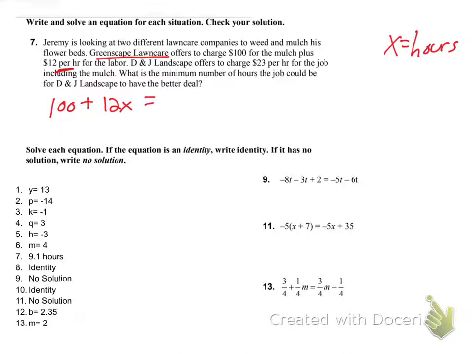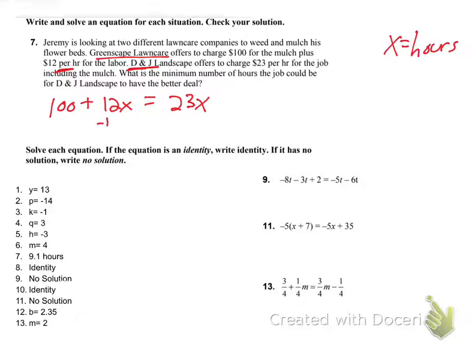All right. D&J Landscape offers to charge $23 per hour for the job, including mulch. So it's just $23 per hour. What is the minimum number of hours the job could be for D&J to have the better deal? So for this one, we're looking at D&J right here. So for this it would equal out, right? So what we would need to do is this is our equation.